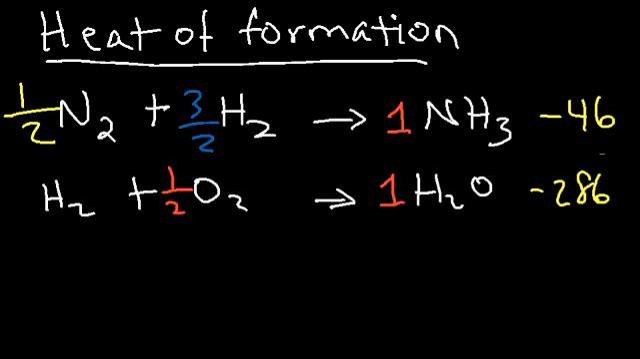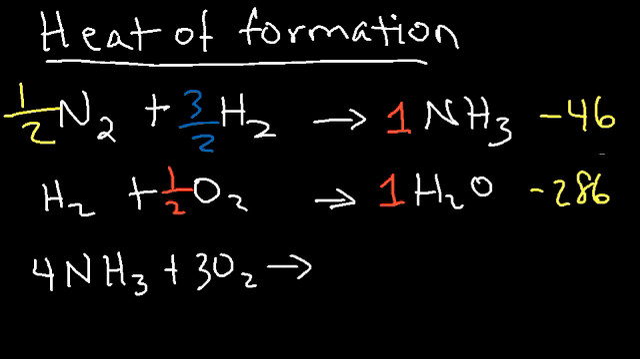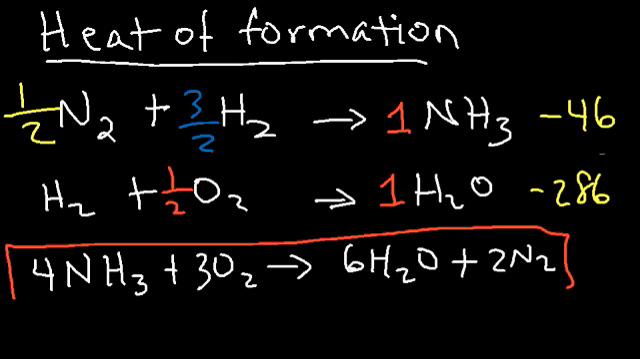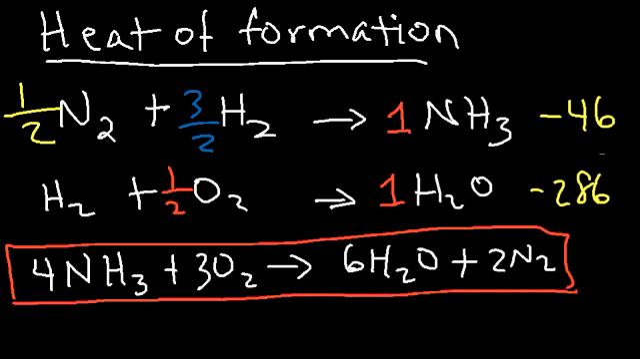Now, how can we use Hess's law? How can we adjust these two equations such that we can get the enthalpy change of this reaction? 4NH3 plus 3O2, which turns into 6H2O and 2N2. How can we adjust those two reactions to get the enthalpy change of this third reaction? The process of doing this is called Hess's law.